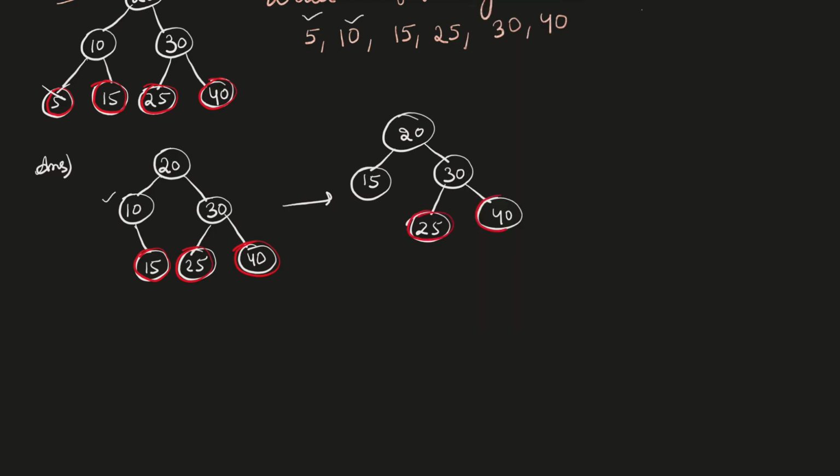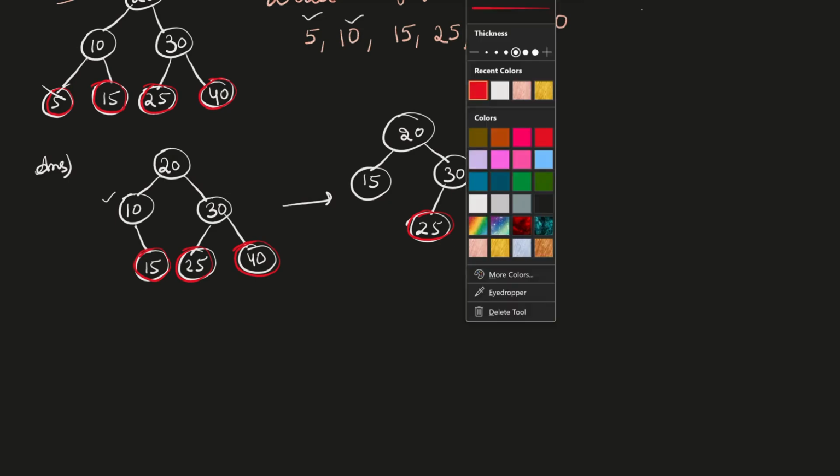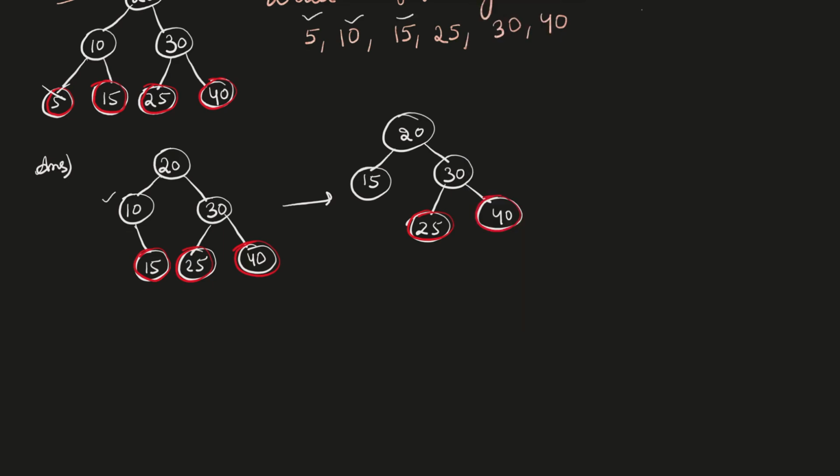So you simply have replaced the color also. If it is either red or black, you will make it black at the end after replacing. Okay. Now the next element to delete is 15.